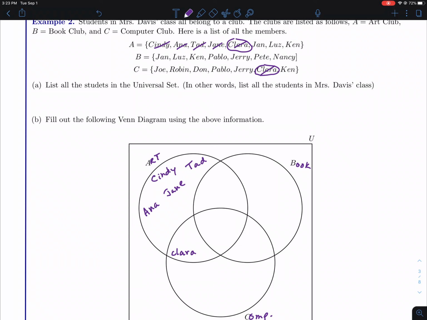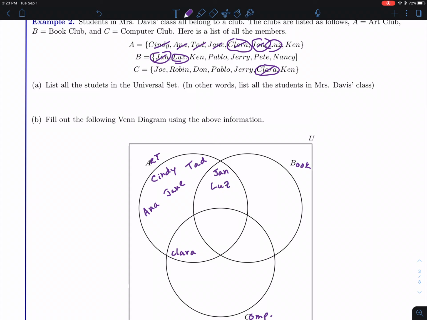So Jan appears to be in the art club and the book club. So again, we want to put Jan where A and B overlap. So again, let's put Jan here. And then Luz is in the art club and the book club, but it doesn't appear they're in the computer club. So Luz is going to go here.